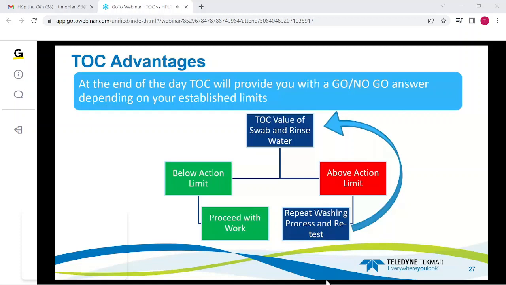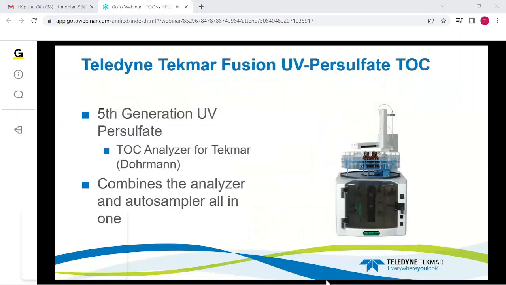So here at Teledyne Tekmar, as we talk about UV persulfate systems, we offer a system called the Fusion. The Fusion is the 5th generation UV persulfate from Teledyne Tekmar, which was previously a Dorman TOC analyzer. This actually combines the analyzer and autosampler all in one. So it's all in one package. It doesn't have an autosampler that sits off to the side like other vendors, or an additional add-on. It's all included in the system itself.